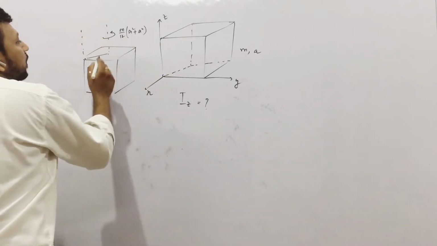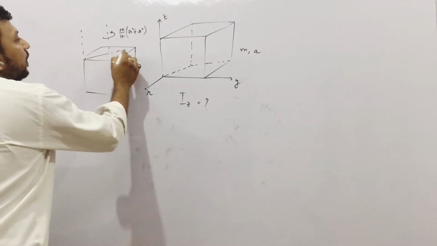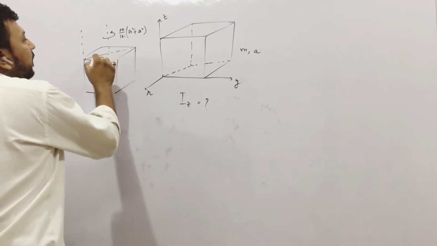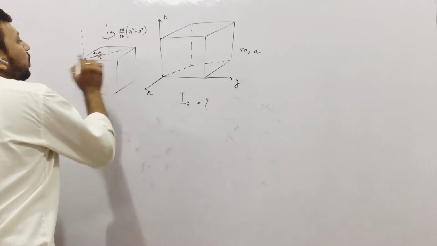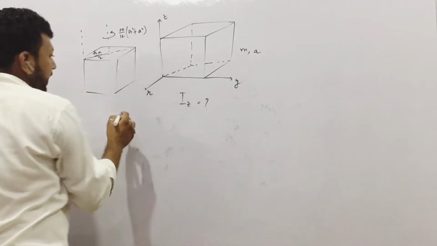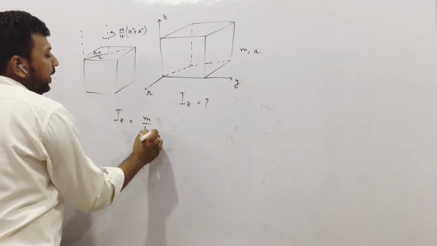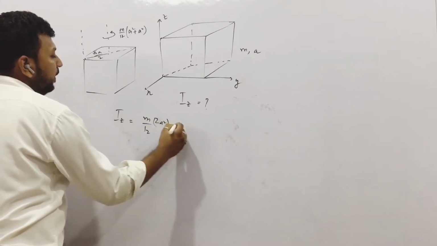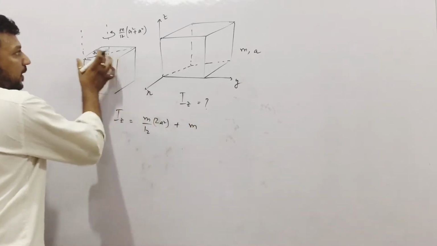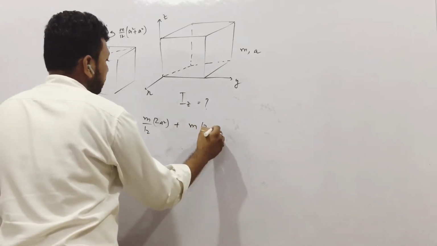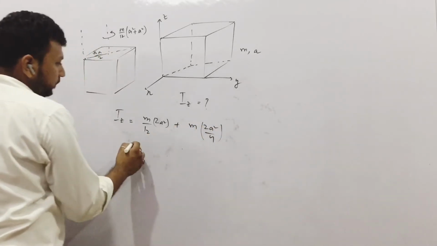So simple question. What is this length? The whole length is root 2a, so this is root 2a by 2, right? So what is the answer? Iz is equal to M by 12 into 2a square plus M into this distance square, that means 2a square by 4, right?